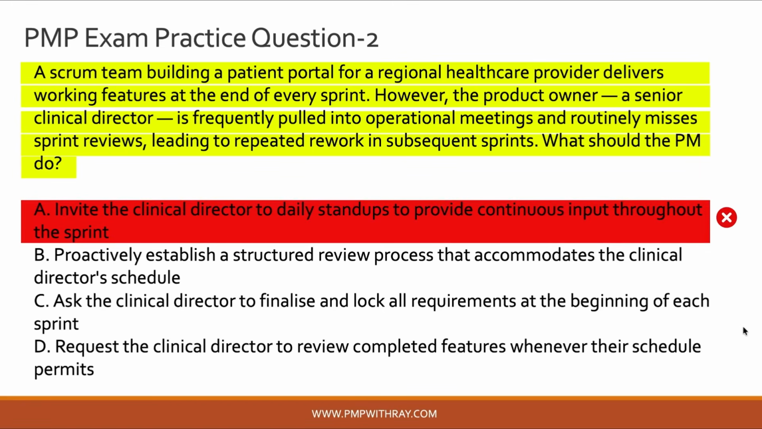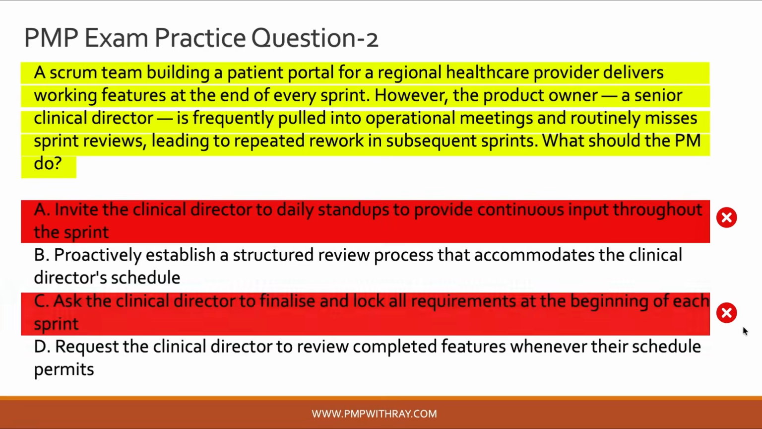So let's look at option C, which says ask the clinical director to lock all the requirements at the start of each sprint. Well, that doesn't really make sense at all, okay? Because that's almost a waterfall mindset creeping into an agile project. Agile, if you think about it, expects requirements to evolve, right? So freezing them at the start of the sprint defeats the entire purpose of iterative delivery, which is the crux of the agile way of working. So option C is also incorrect.